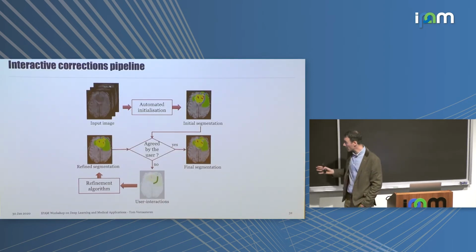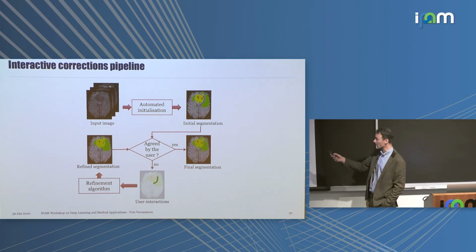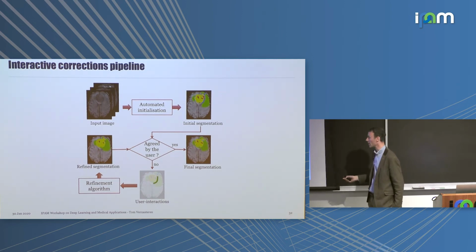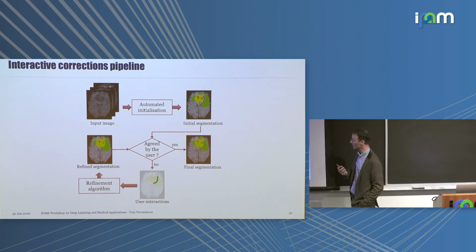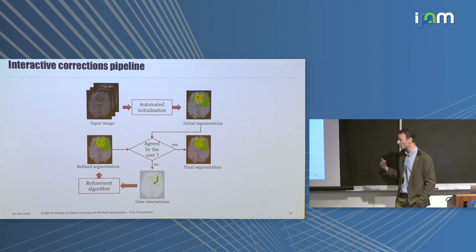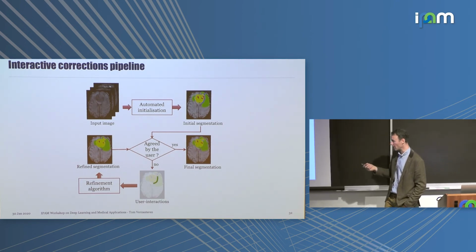So the pipeline looks like this. We start with images. We have an automated segmentation algorithm that gives us an initial segmentation. The user looks at the image. If he or she is happy, then that's it, it's done. But if not, then we decided to go for rather quick annotations in the form of scribbles.